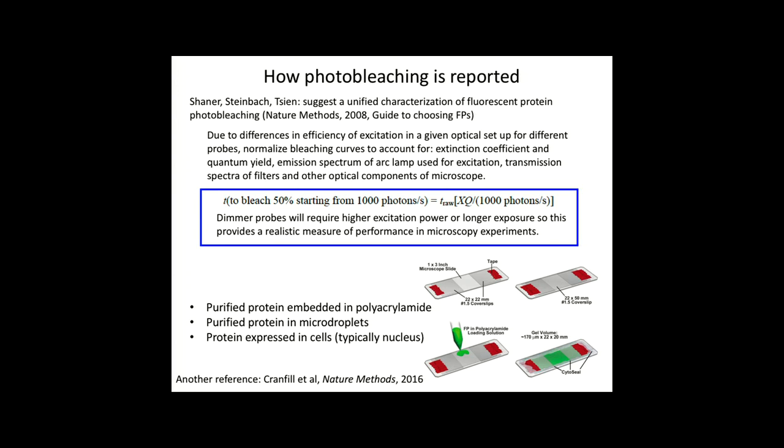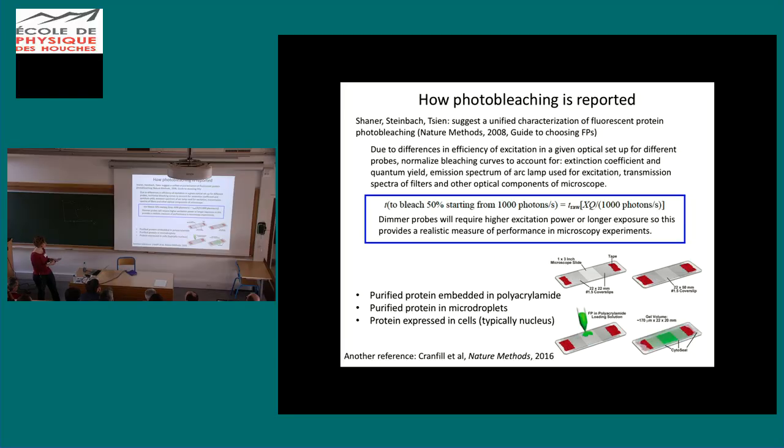Okay, and then measurements are done in different ways. So purified protein is often measured embedded in polyacrylamide, and there's an entire protocol in the supplementary information of this paper. Purified protein is also measured in microdroplets and can also be, and should also be, measured in cells, typically in the nucleus, so that you can illuminate the entire nucleus and you avoid diffusion artifacts.